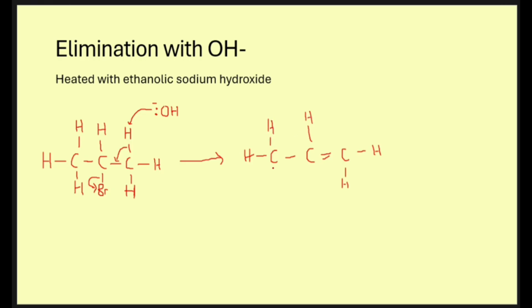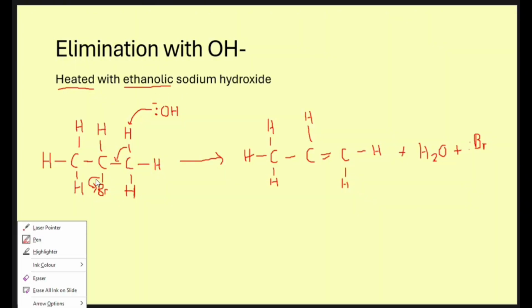The bromide ion has also been removed. So although it looks a bit odd, we've got the double bond here, 4 bonds on each one, plus H2O, because we formed the hydroxyl ion with the hydrogen, add Br. It's important just to remember these products, because oftentimes they will ask you for it, and it is part of the mechanism itself. So remember, that's heated with ethanolic sodium hydroxide. So sodium hydroxide dissolved in ethanol.